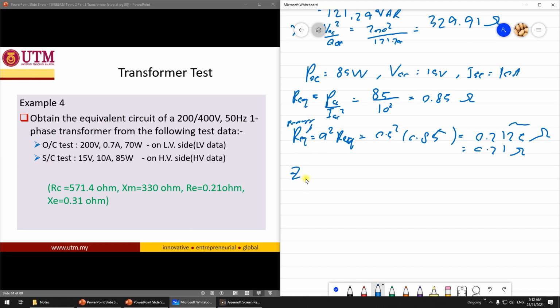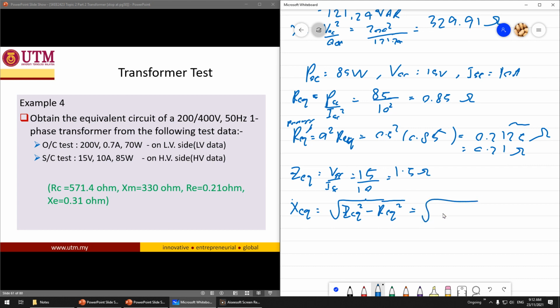So next you have to find the Z equivalent. Of course, VSC divided by ISC. Okay, so 15 volt divided by 10 is equal to 1.5 ohm. And lastly, you determine the Xeq. Okay, X equivalent is equal to the square root of Zeq squared minus Req squared. Don't forget the square, Pythagoras theorem.